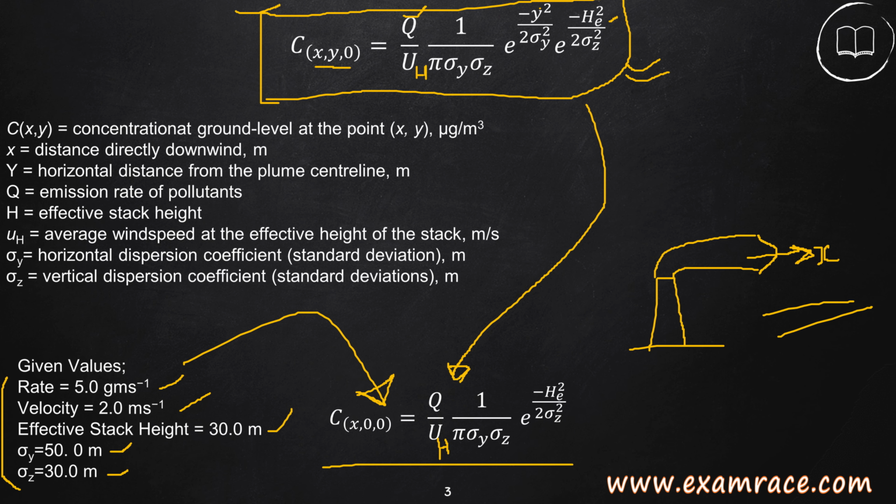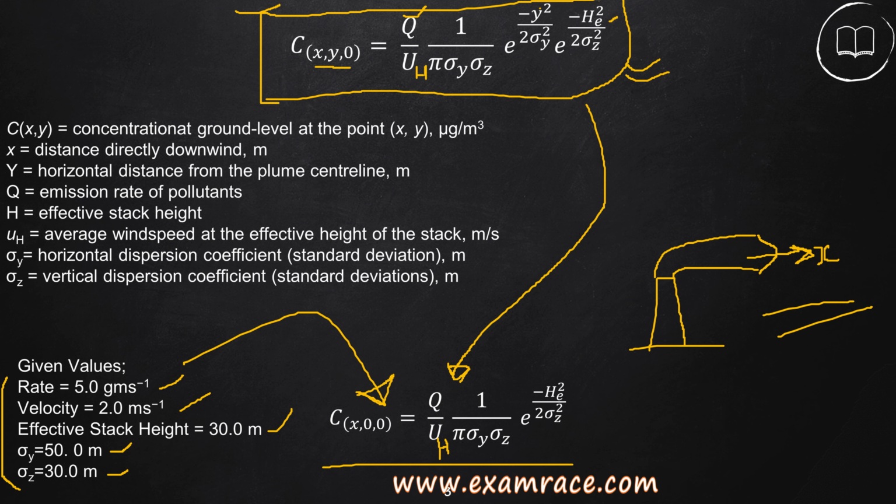of the plume. So this formula can be written as C x, 0, 0, where the 0 denotes a simple thing, that is if the ground level concentration of the pollutant along the center line is asked in the question, that is, let me redraw this.